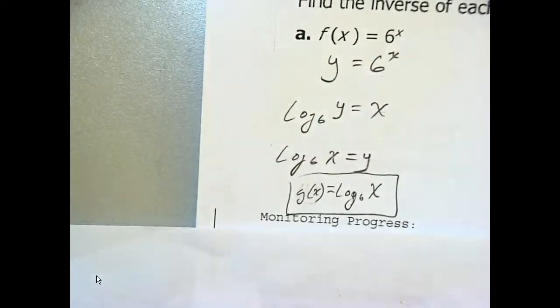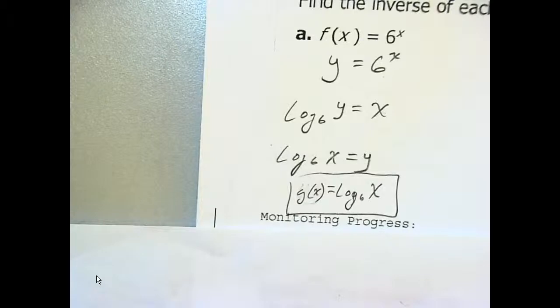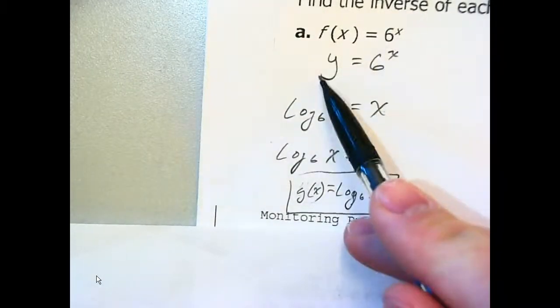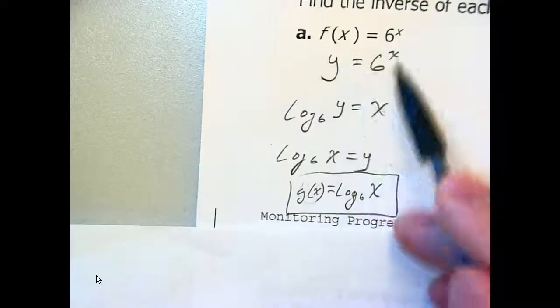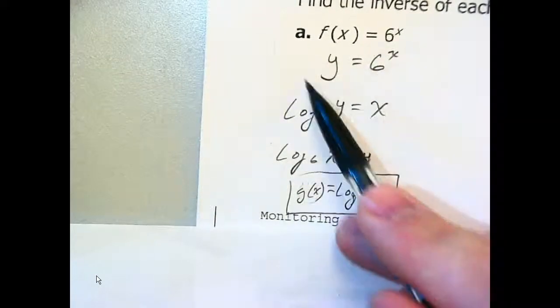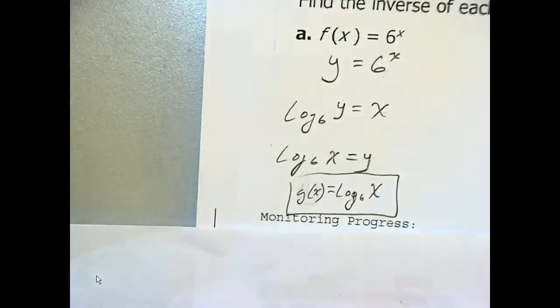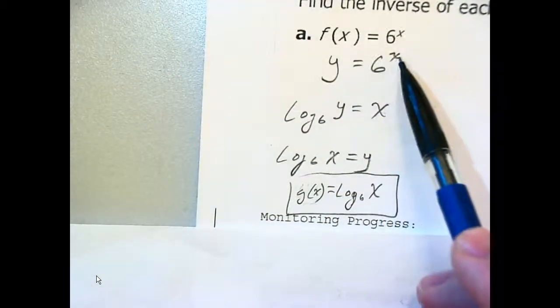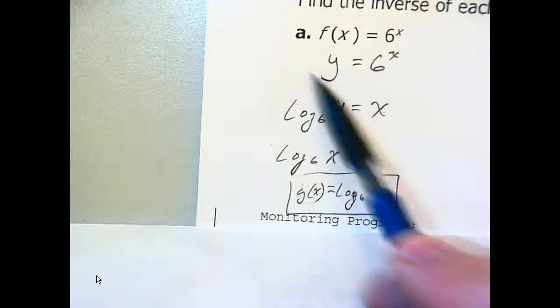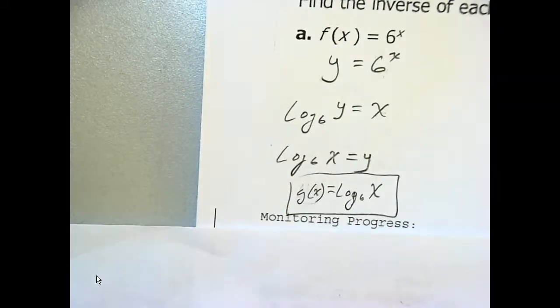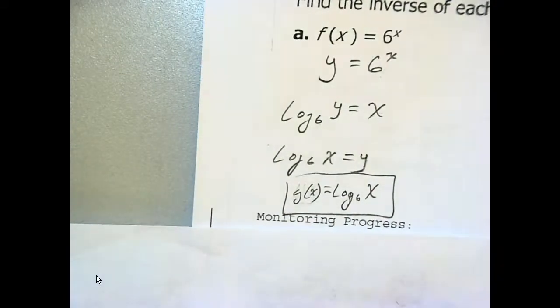Yeah? Wait, how do you get the log 6? Log base 6, I moved this over. I went from exponential to log form. So when you move the 6 over and out, it becomes log base 6. Yep. So if you have something being raised to a power of x, and you move it over, it becomes a log with that base. Okay, that's why we spent so much time practicing that yesterday.